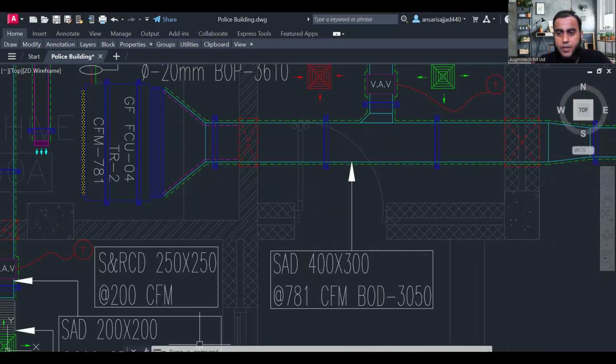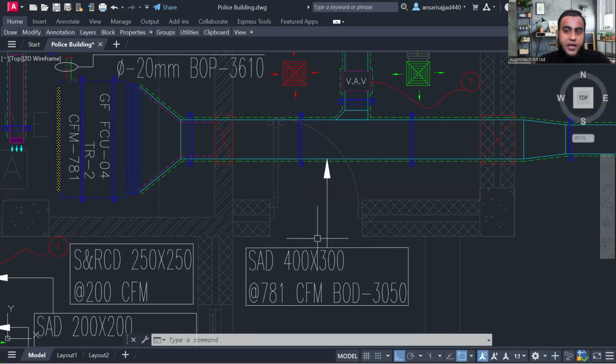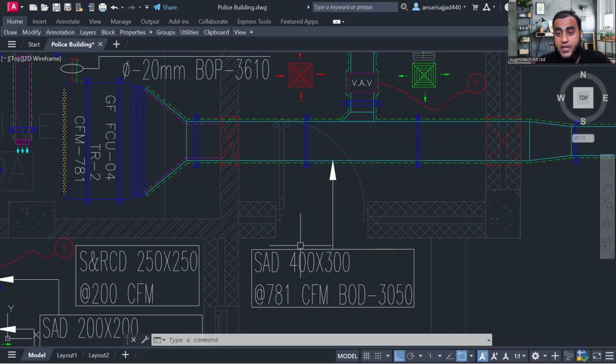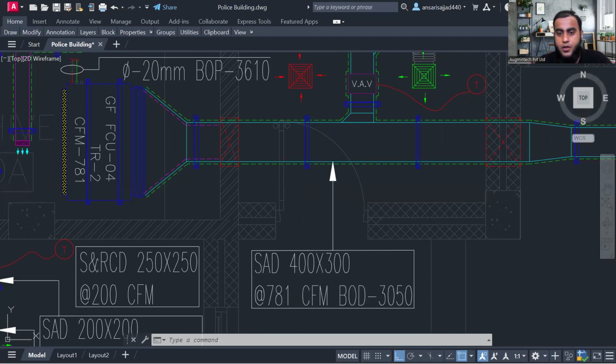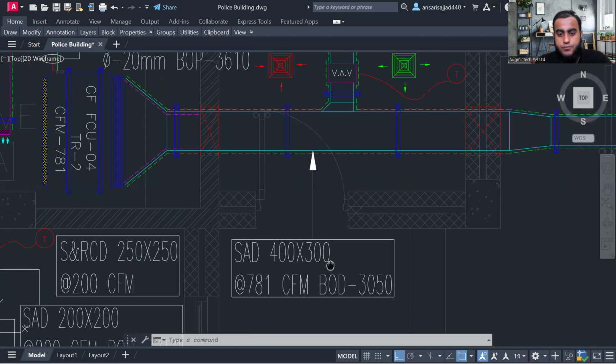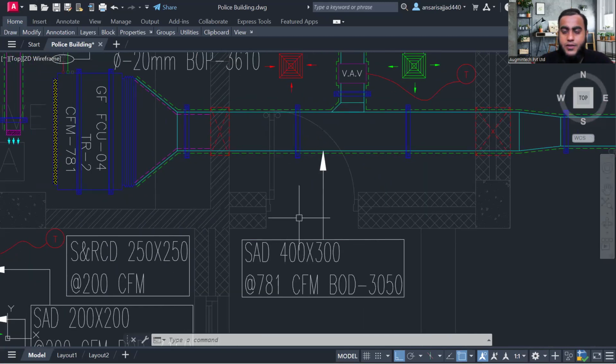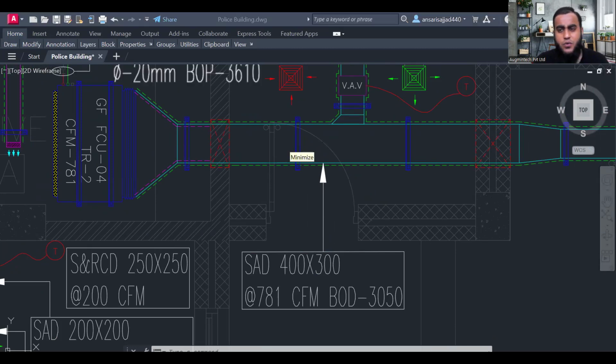Actually, we'll also make one webinar on the duct designing method: how to design the duct, how to size the duct. All of you know that we have three methods of duct sizing: equal friction method, velocity reduction method, and static regain method. So we'll plan to conduct one webinar on this topic. Who is interested, just give me a message in the chat box.